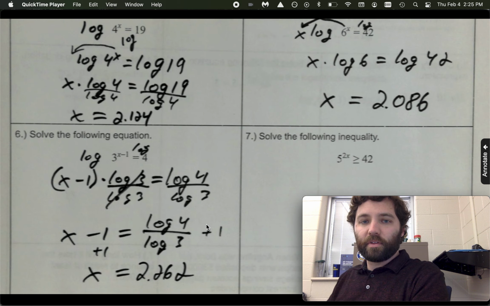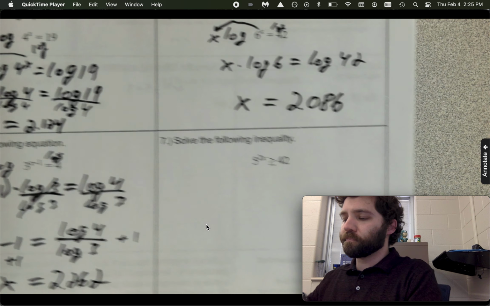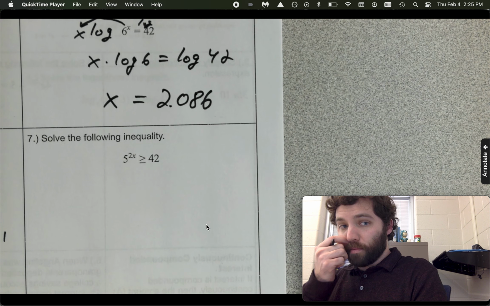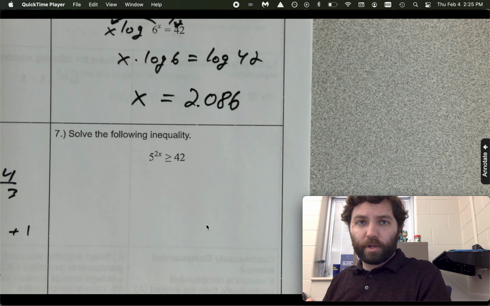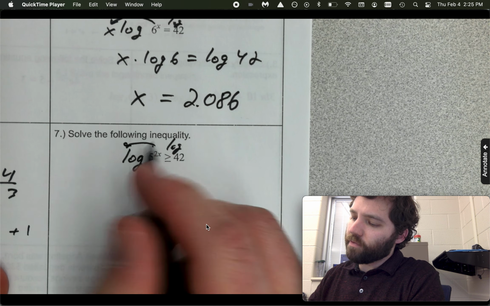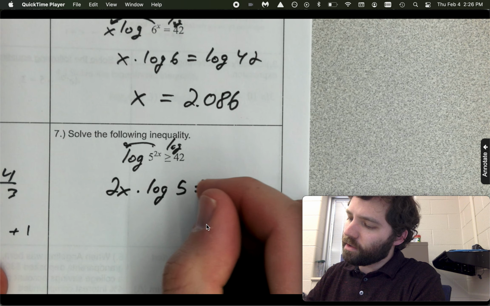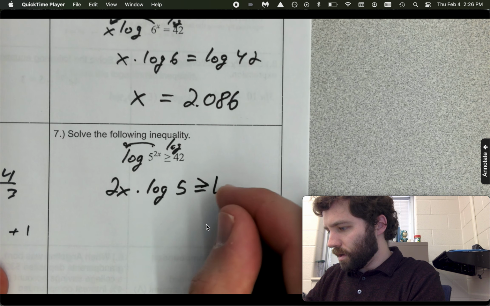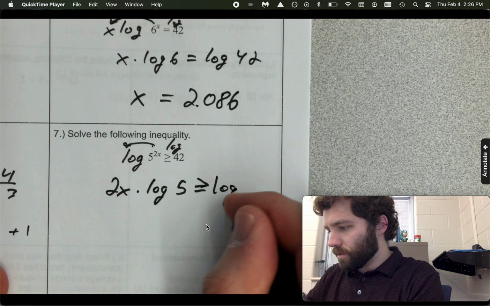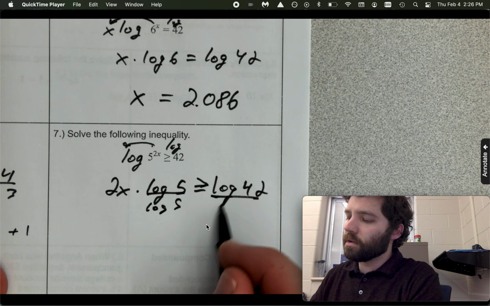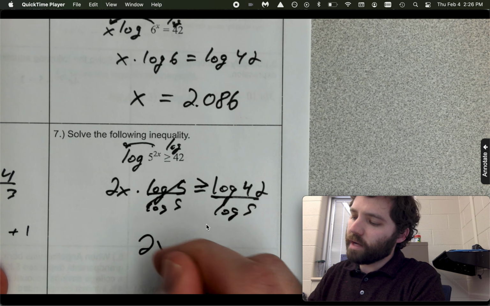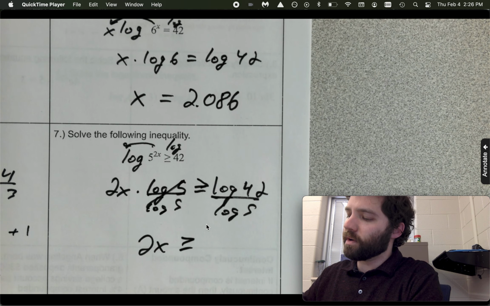All right. And then the last problem here is an inequality. With an inequality, the same properties are all going to apply, so we can apply the same method. We can take the log of both sides. I'm going to kick the 2x out in front, so I'll end up with 2x times log of 5 is greater than or equal to log of 42. Again, log 5 is just a number, so I'll divide both sides by log 5. I get 2x is greater than or equal to log of 42 divided by log 5.